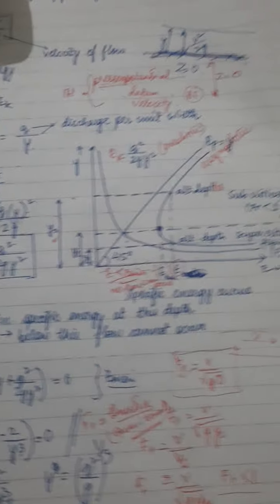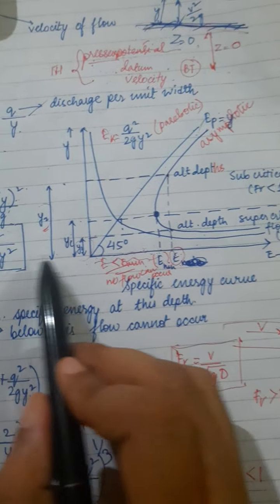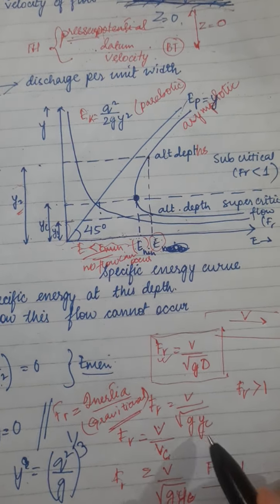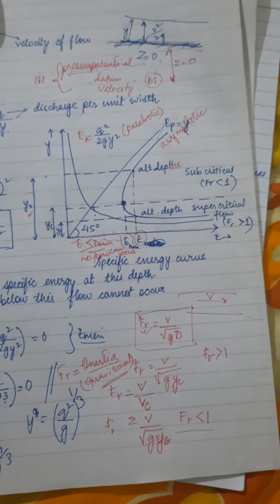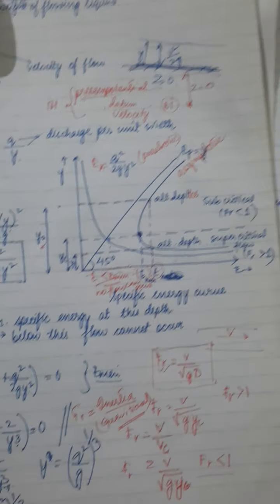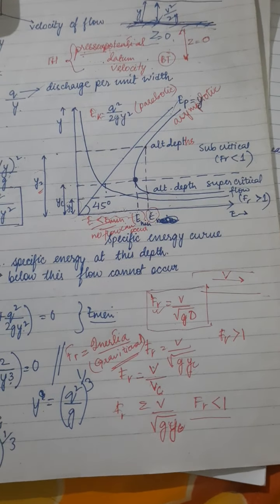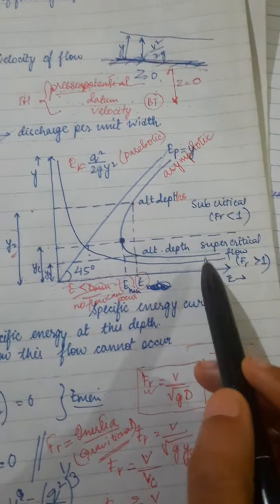And when Fr is greater than 1, we see that this Y is less. If we place Y instead of YC here, then this Froude number becomes greater than 1, and this becomes supercritical flow. Subcritical flow and supercritical flow. So in supercritical flow, the Froude number is greater than 1, and for subcritical flow the Froude number is less than 1. So here we see that there are these two conditions that can prevail.